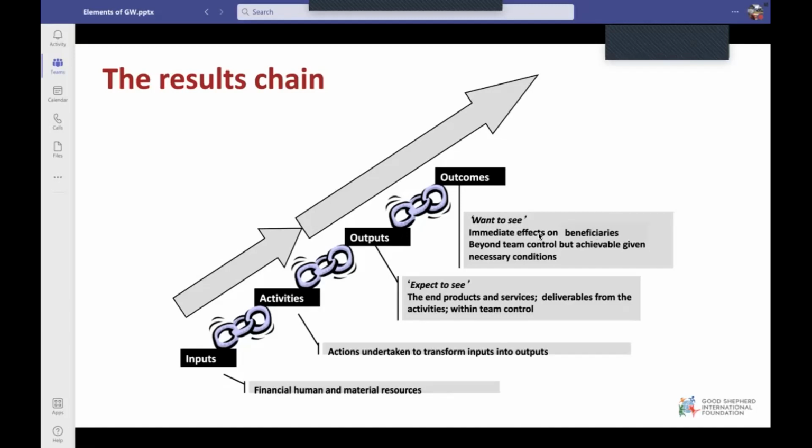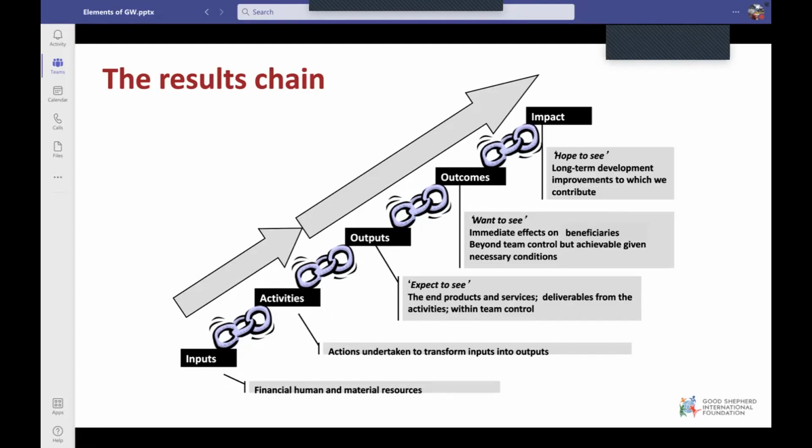So these are things that you want to see happen, but can you control this? You can't control this because the program participant has a free will of her own, but you hope that this will happen. And the impact that you hope to see in the long term would be that, I don't know, that girls from this community, vulnerable communities, experience well-being and are able to be productive citizens in the long run, something like this. So this is long-term development.